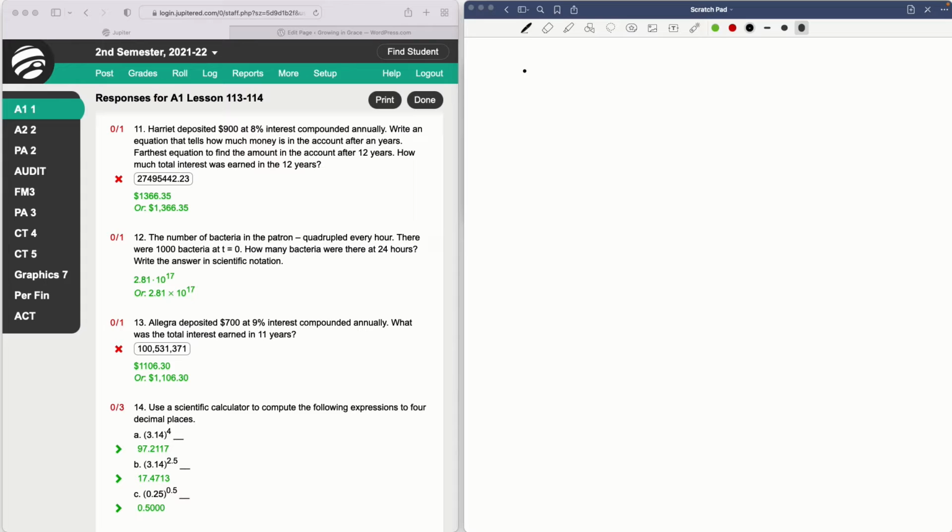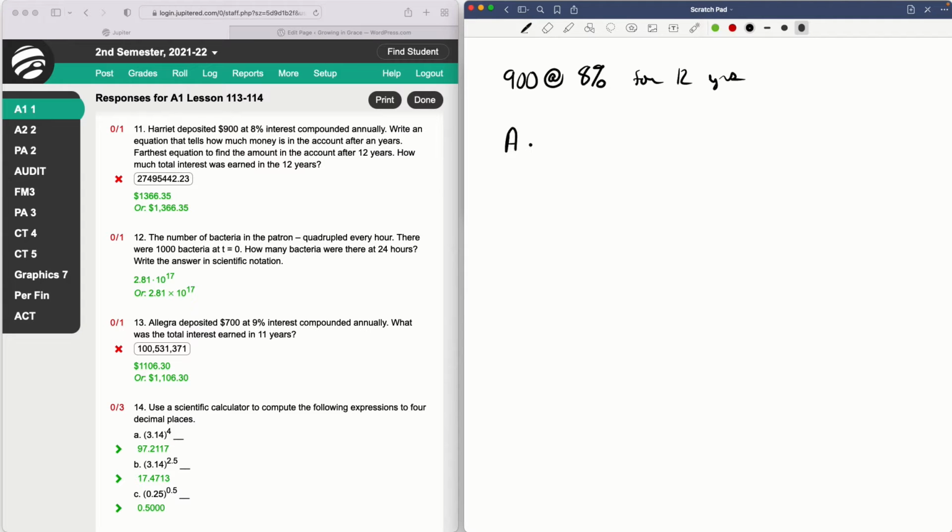So Harriet deposited $900 at 8% for 12 years. And I don't know what happened to all of this right in here. I think there was some autocorrect because I was dictating and it sometimes doesn't hear me right, and so it autocorrects what I say. But the main point that you needed, 900 at 8% in 12 years, was there. How much total interest was earned in the 12 years? So that's what we're looking for, the interest, not the total dollar amount.